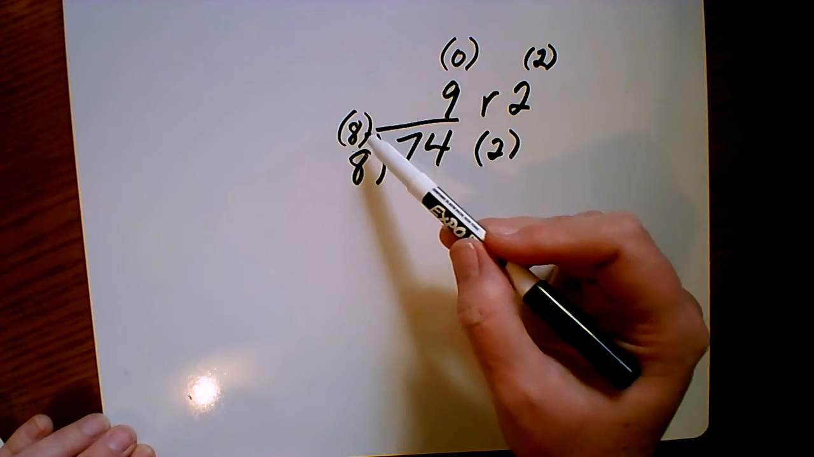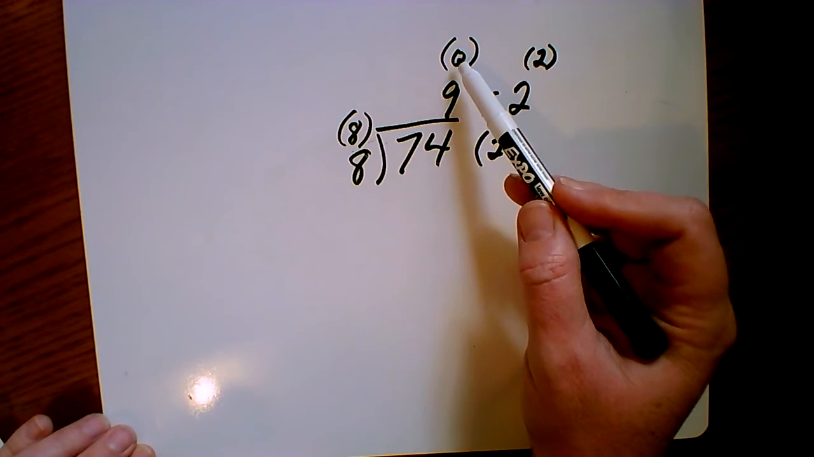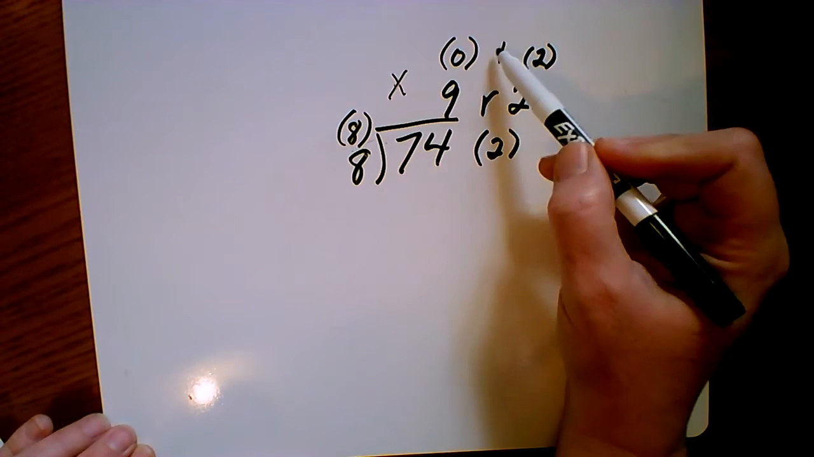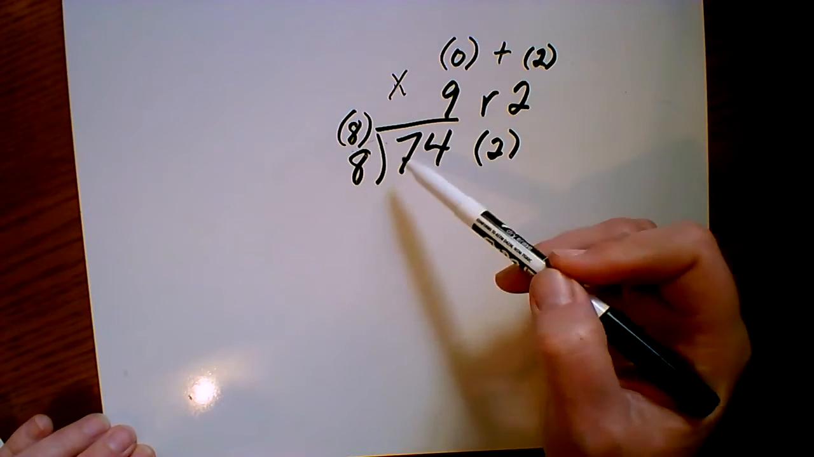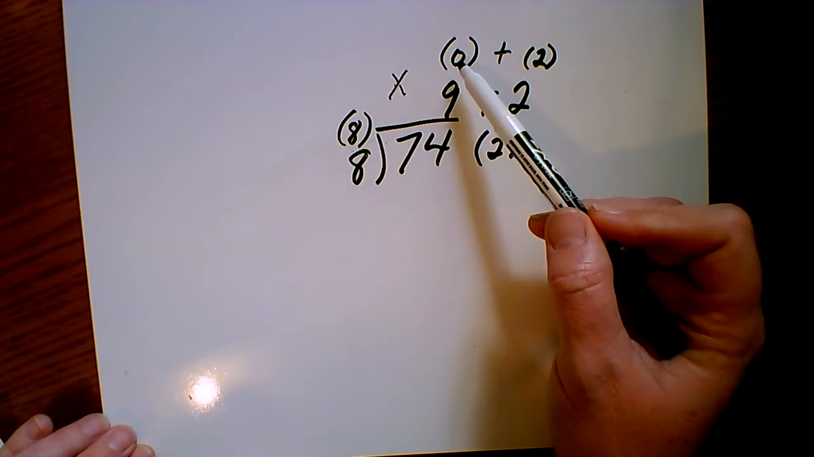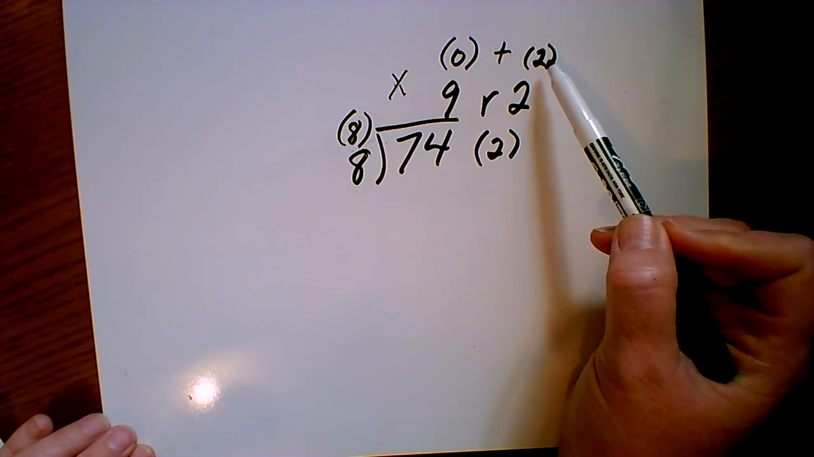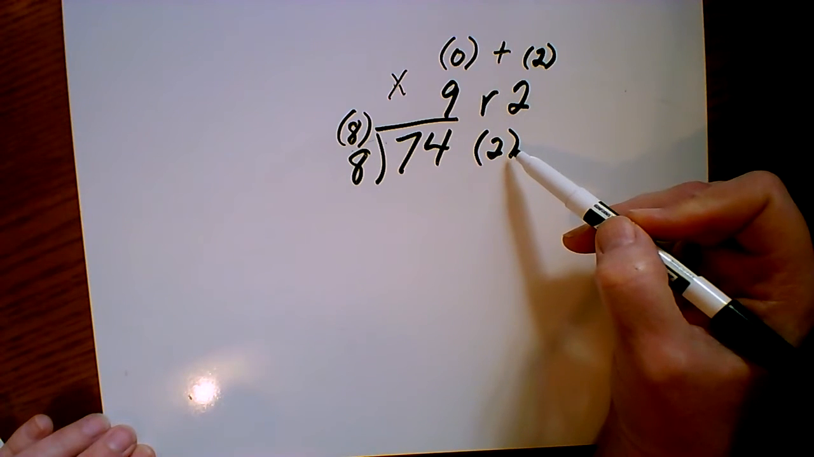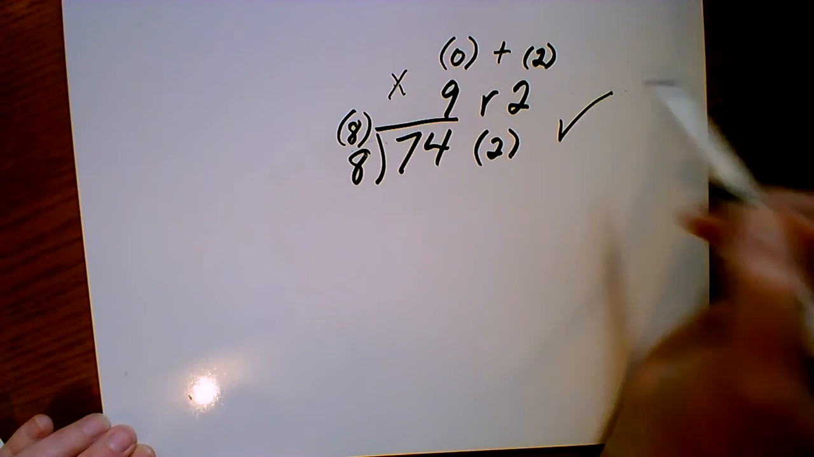All right, so then we just multiply. 8 times 0 is 0 plus 2. So we do the times here, add the remainder, just like we were doing before, but just this time it's with check numbers. So 8 times 0 is 0 plus 2 is 2. 2 and 2 are the same. We get the same numbers, so our answer checks.